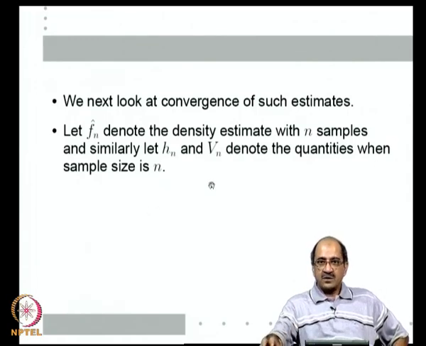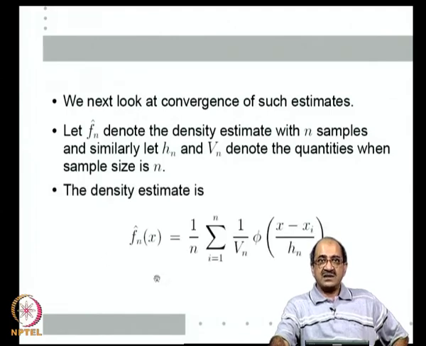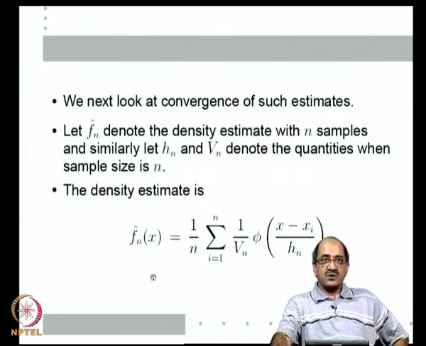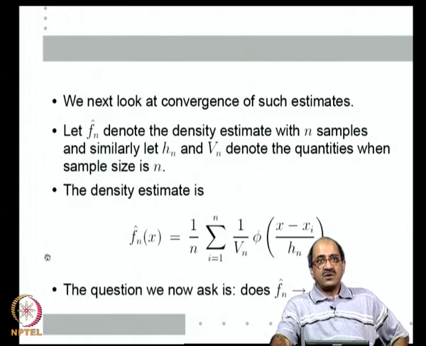Okay. So, which means I am looking at a sequence of density estimates f hat n of x, which is what I will get if I have n samples: f hat n of x equals 1 by n, sum over i equals 1 to n, of 1 by v n phi of (x minus x i) by h n. So, given that these are the sequence of density estimates I am getting, the question that we want to ask now is, does this f hat n converge to f?